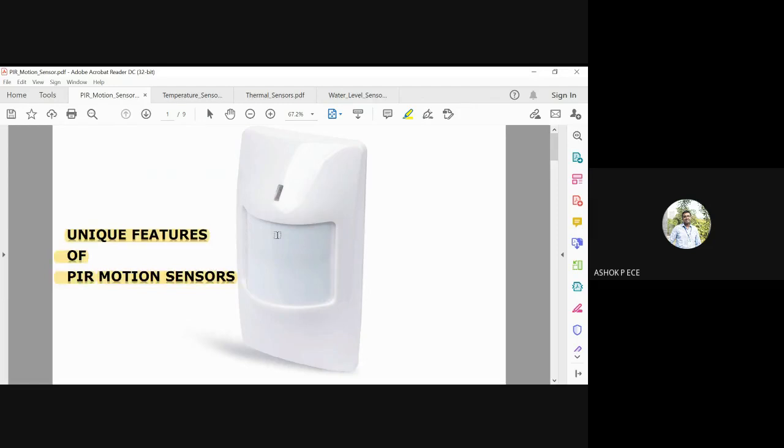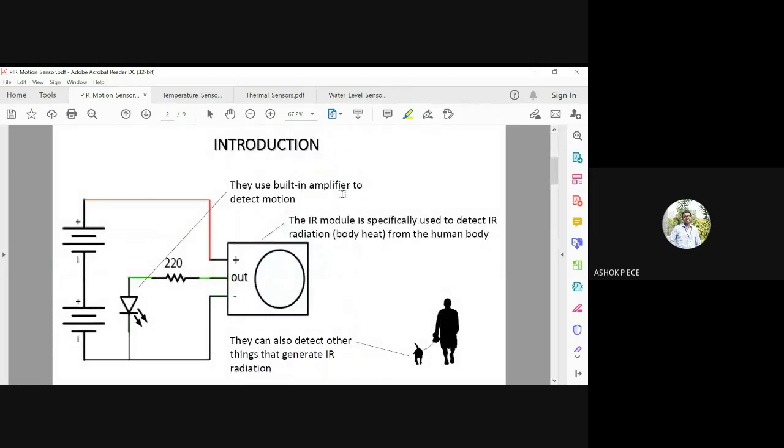This is the scanning area. This is where you have the lens, and the lens is going to focus the thermal radiation in this area. It has a built-in amplifier to detect motion. One application of the PIR sensor is to detect motion of human beings or animals. So you have the IR module specifically used to detect the IR radiation from the human body.